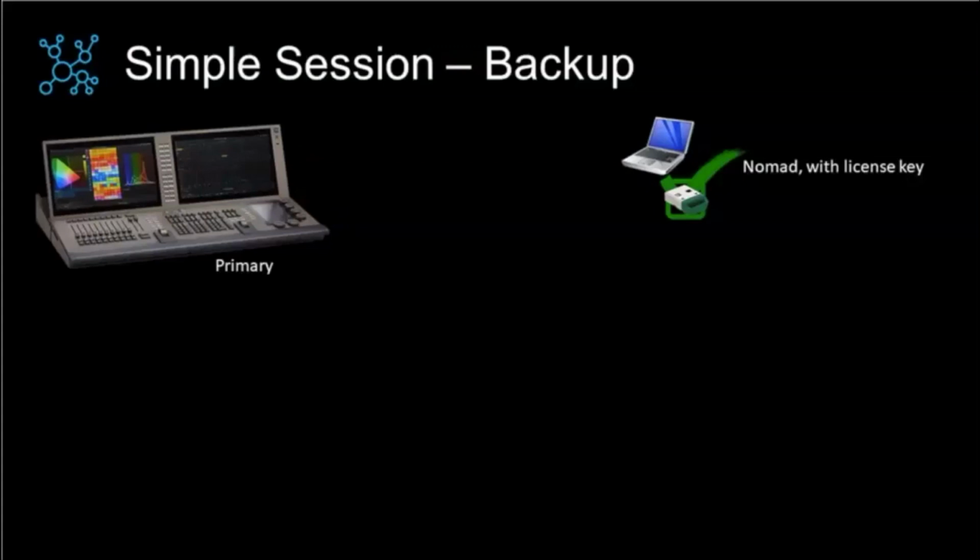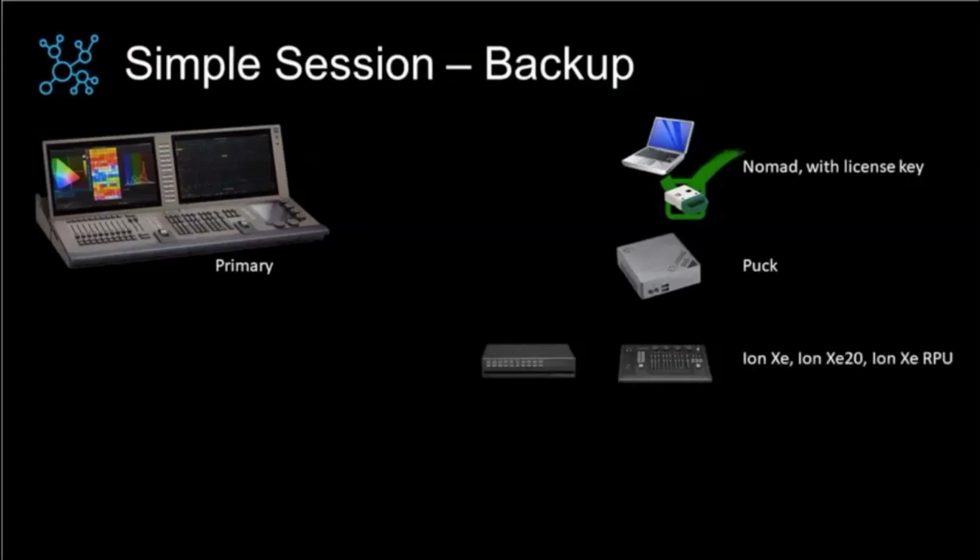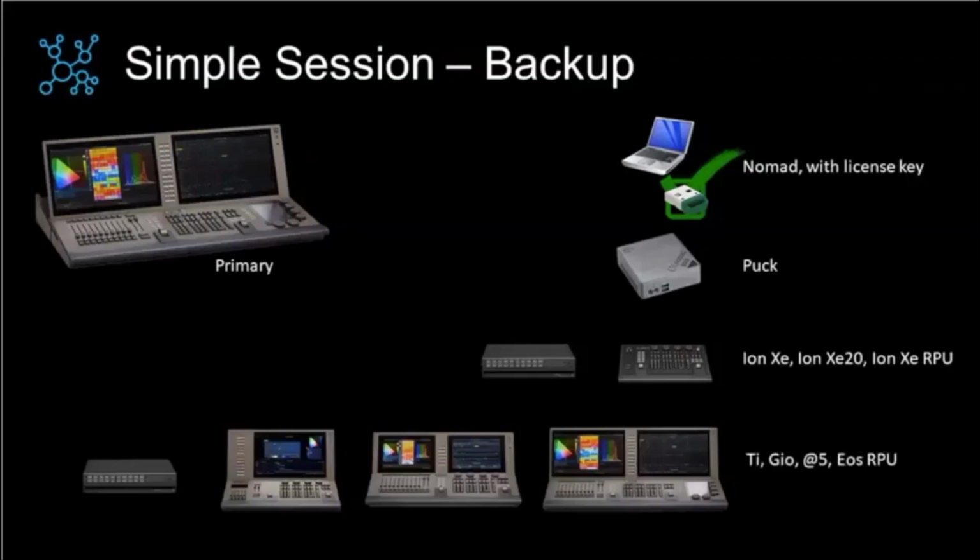So a Nomad with a license key can be a backup. You can actually bring it in and back up a primary device. Same with a puck, right? So Nomad puck doesn't need a license key because it's built in. Other devices that can be backups are Ion XEs and RPUs, right? So the Ion family can back up, and TI, Geo, F5, EOS RPU, right? So any of these devices that you see in this screen can be a primary, or they can back up a primary, right? And that's really useful.